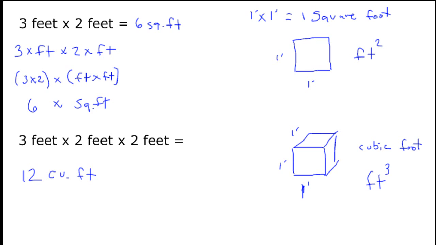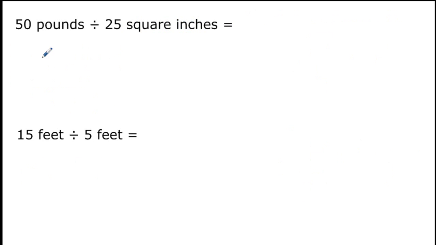Let's go on and divide some units. So now we have 50 pounds divided by 25 square inches. So division, of course, you should always write as a fraction. This is actually 50 pounds divided by or over 25 square inches.